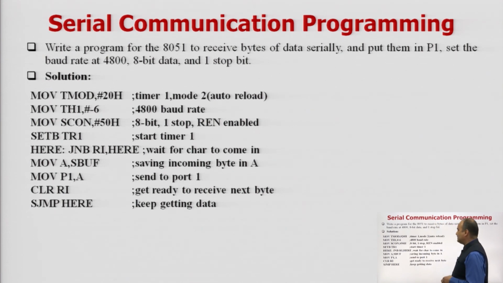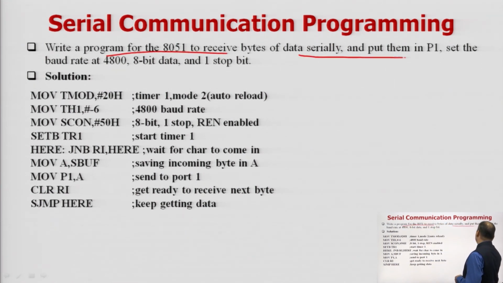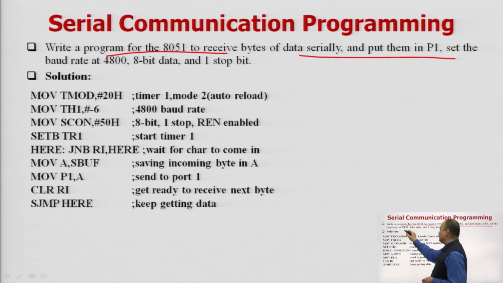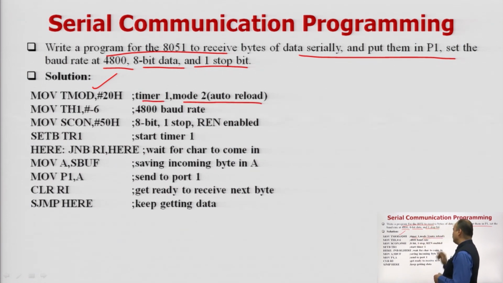Now let's discuss the program related to serial communication. Write a program for the 8051 to receive bytes of data serially and put them in P1. Set the baud rate at 4800, with 8-bit data and 1 stop bit. Here we configure the TMOD register with the value 20H for selecting timer 1, mode 2, auto reload. Then for 4800 baud rate, we load the value -6 into TH1. Then configure the SCON register with the value 50H, which is 8-bit, 1 start and stop bit, with REN enabled.